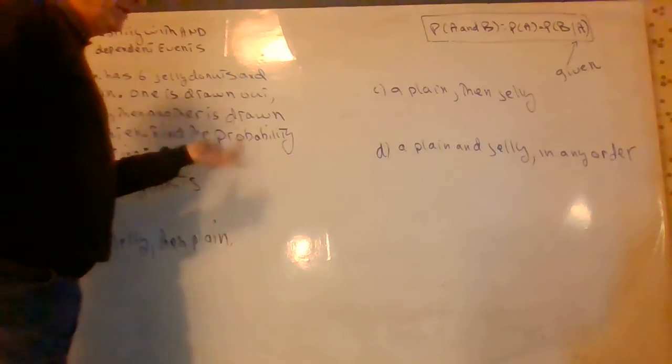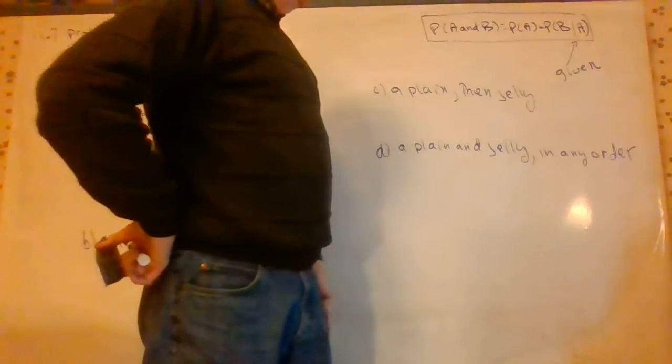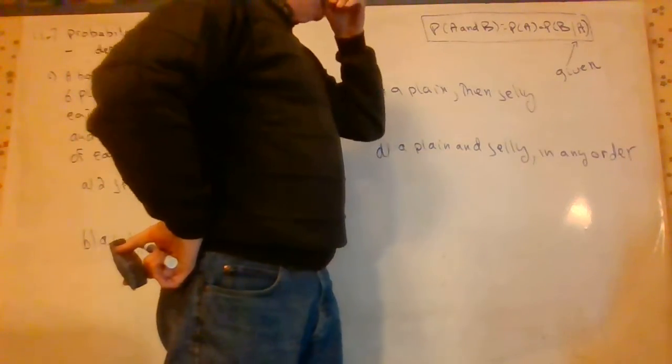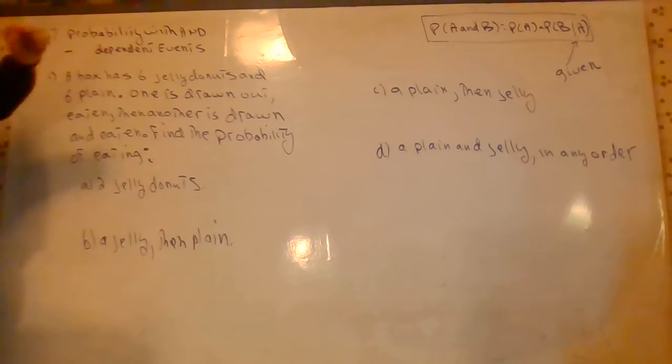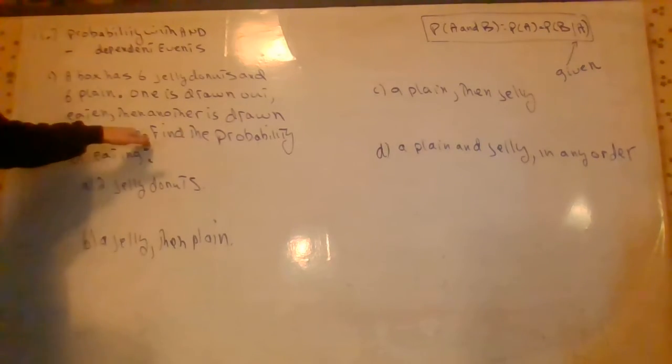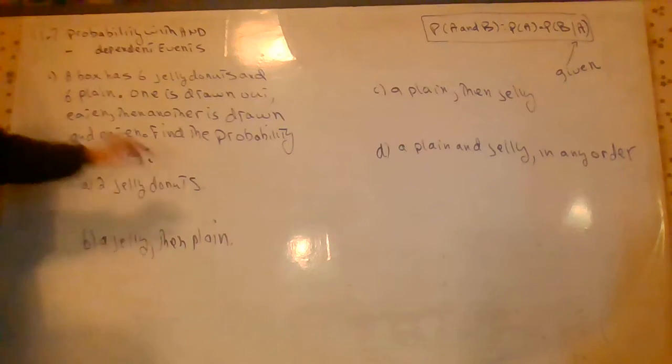So before we can figure out the probability of B happening, in this instance, we have to take into account that A happened first. And here's a very simple example. We have a box of 6 jelly donuts and 6 plain donuts. One is drawn out. We eat it, of course. Could be a Paula's donut, for instance. Then another is drawn out and eaten. Find the probability of eating 2 jelly donuts.